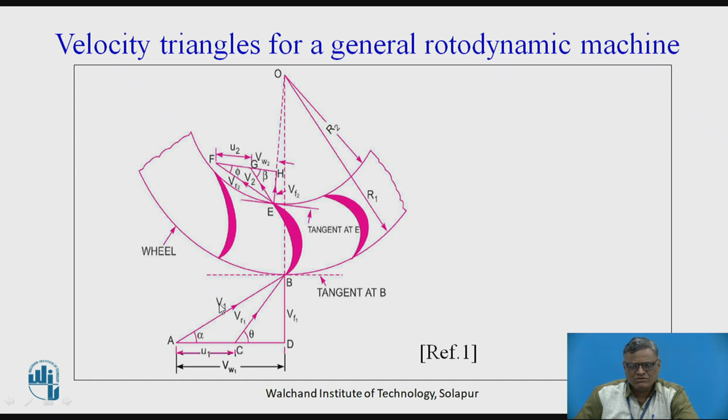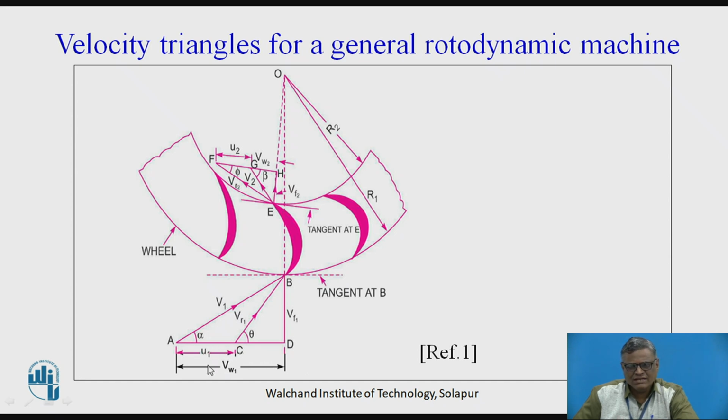Okay. Now we can have the two components of this absolute velocity. One component is the whirl component, which is the tangential component, and the second is the radial component, which is the flow component. Say that this vf1 goes to the center. So vf refers to the velocity of flow, and vw refers to the tangential direction, so it is the whirl component.